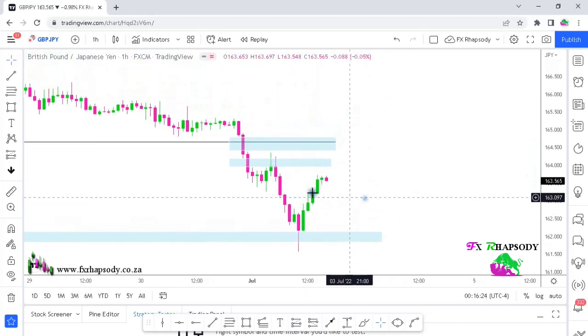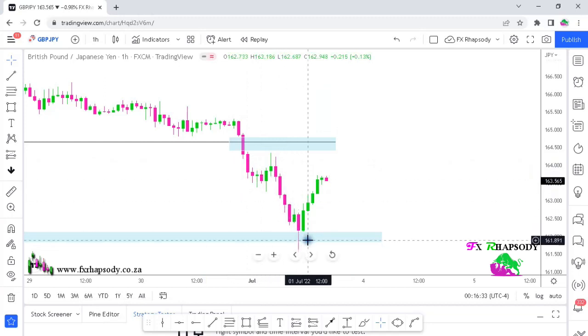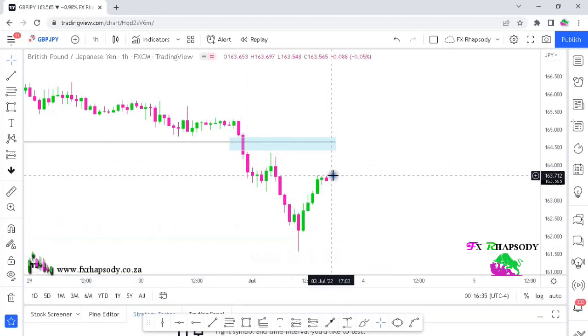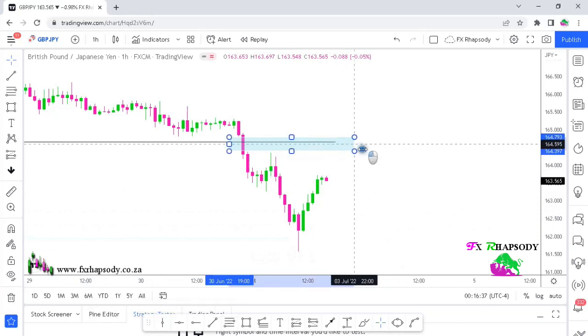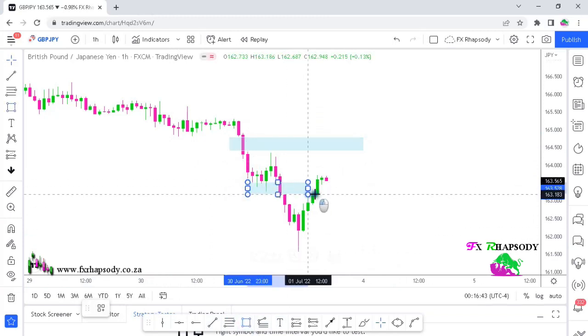So currently what we're seeing is this area is not active anymore. Price closed that area, got drawn to that area. Then it started moving up again. We have still got this one intact, that fair value gap, but currently price is sitting on this area.